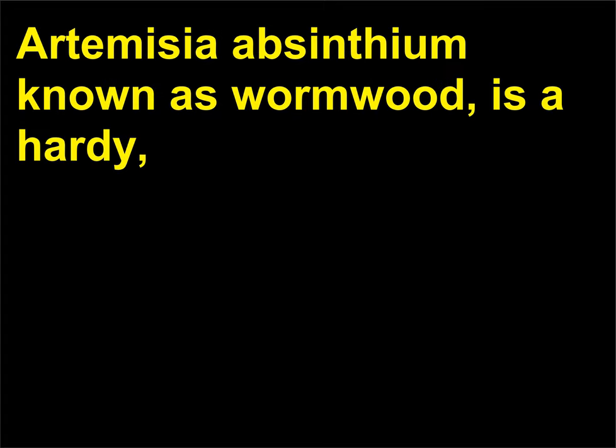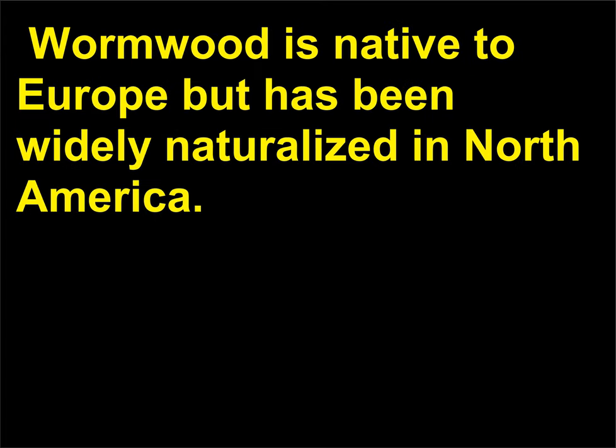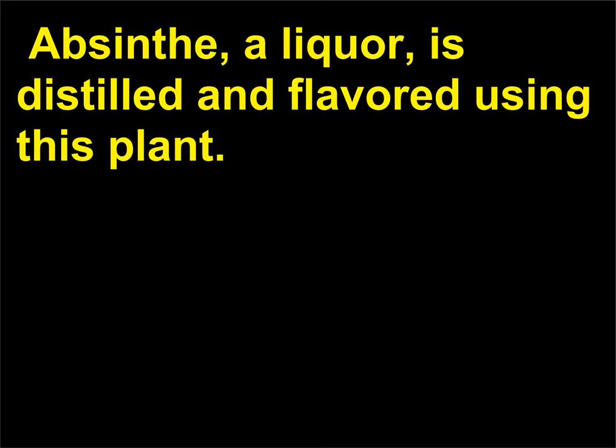What is wormwood? Artemisia absinthium, known as wormwood, is a hardy, fragrant perennial that grows to heights of 2 to 4 feet, 0.6 to 1.2 meters. Wormwood is native to Europe but has been widely naturalized in North America. Absinthe, a liquor, is distilled and flavored using this plant.